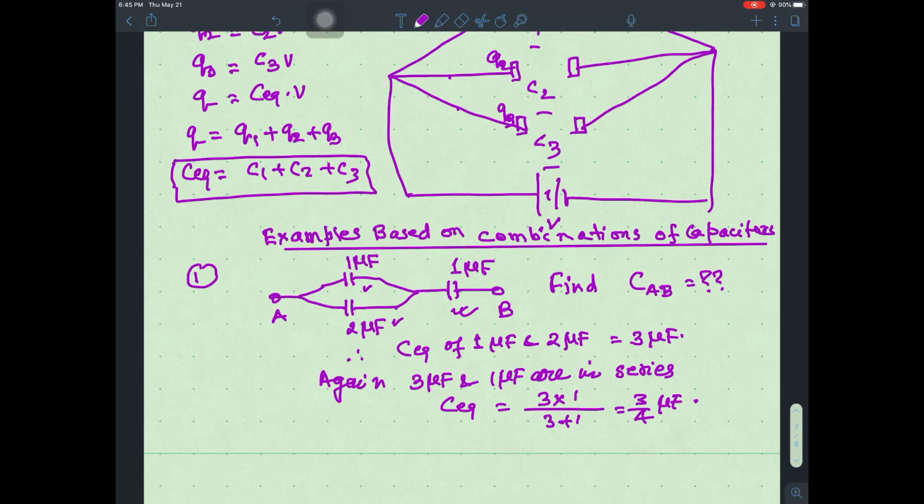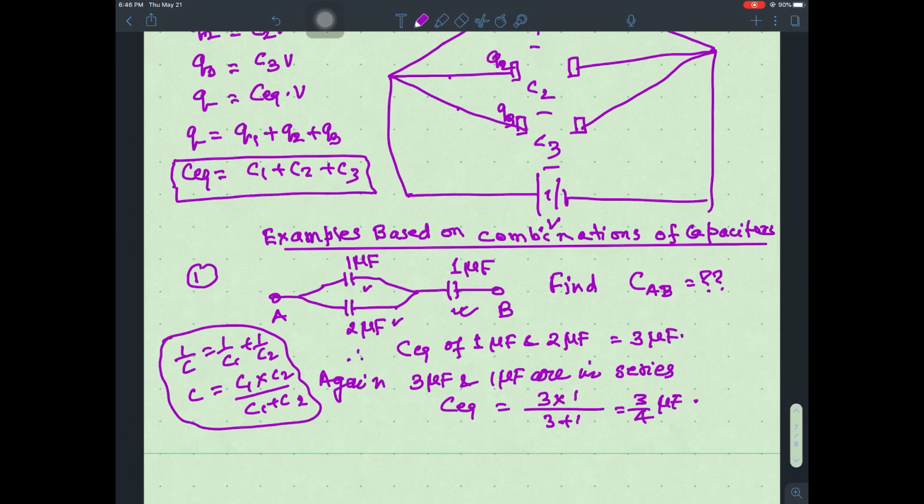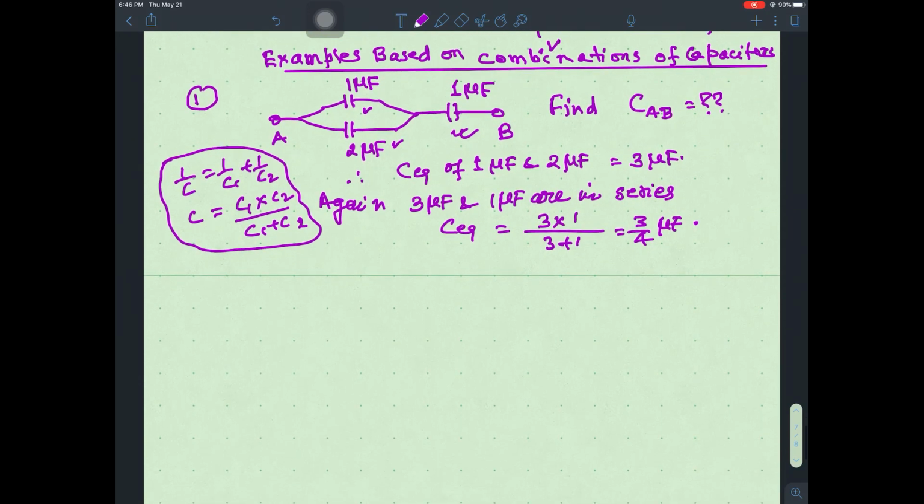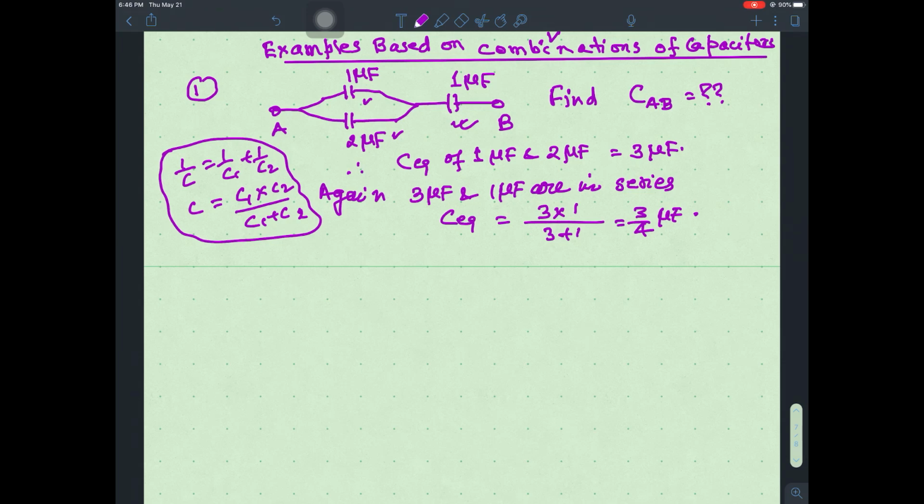This is your answer. Here, see carefully. 1 by C is equals to 1 by C1 plus 1 by C2, so C is equals to C1 into C2 by C1 plus C2. This is the thing that we have to use in case of two capacitors, so that we can quickly get the answer. Now come to the next example.